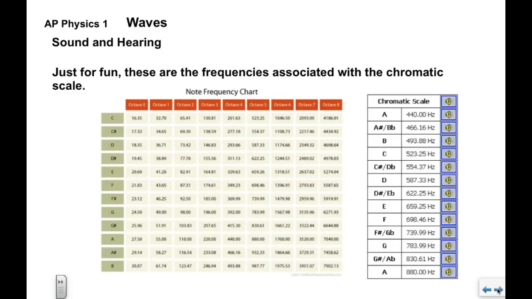Just for the benefit of the musical people, these are the frequencies that are associated with the chromatic scale. The series of octaves you see across the top here. Here is the middle octave, and here's middle C, 261.63. That's in hertz. All of these are in waves per second. And you can see as you go from one octave to the next, a given note is effectively multiplied by 2.